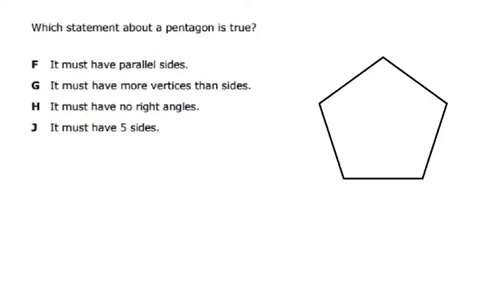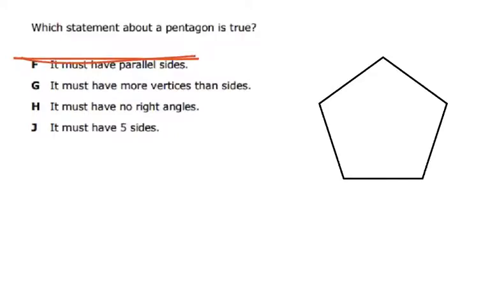Which statement about a pentagon is true? Okay, it must have parallel sides. No. Here's an example of a pentagon where none of the sides are parallel. Now the one I drew in the last problem does have parallel line segments. But a pentagon does not by definition have to have parallel sides. Okay, so that is not it.